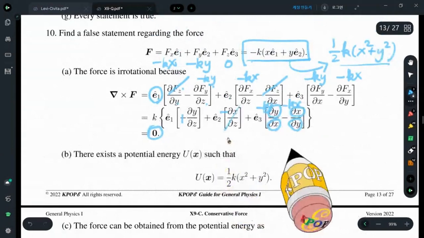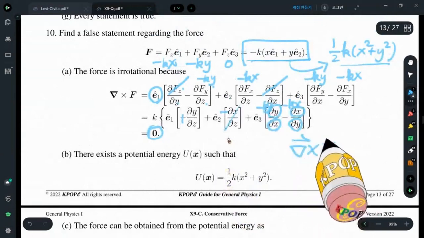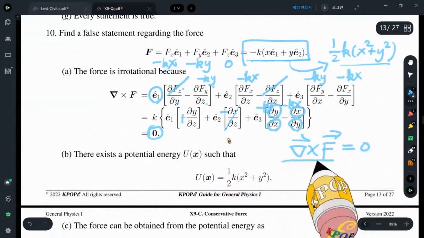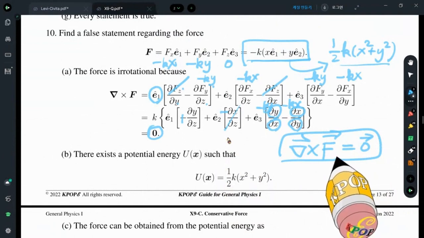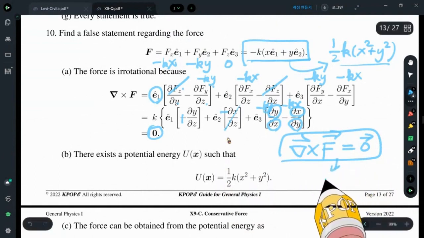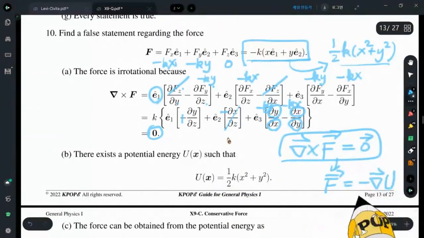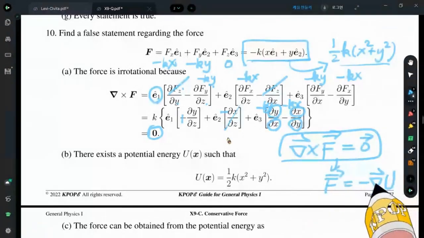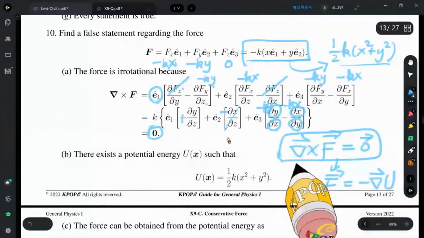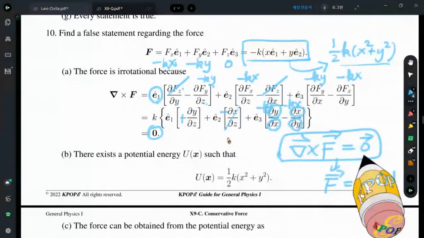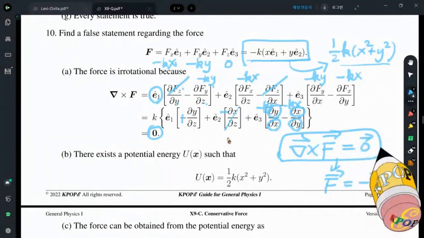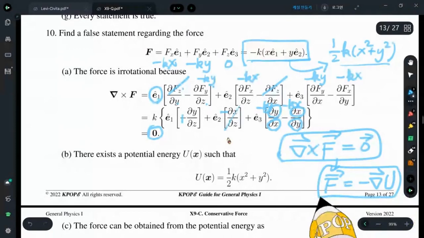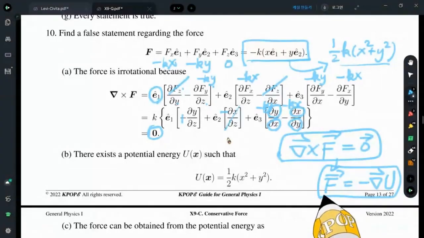Very interestingly, if the curl is vanishing, if it is exactly 0, then there exists a potential energy such that the force is minus the gradient of the potential. This is always satisfied. So computation of a curl looks complicated, but as soon as you compute the curl, and if it is vanishing, it is 0, then you can always find the potential energy. That is a very important point.